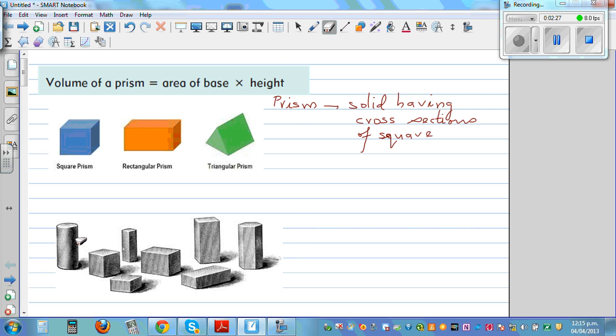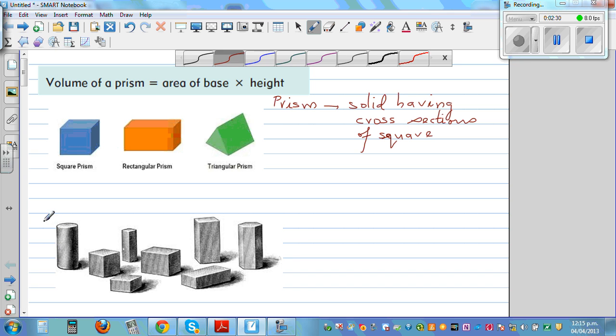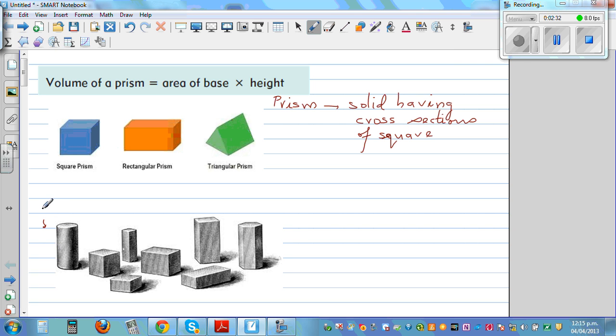Suppose a cylinder is also, this is commonly called a cylinder, but in terms of prism, you can say this is a circular based prism. If you consider the circle on the top as the base, the area of each cross section would be a circle. Okay, so this seems to be a hexagon, so this is a hexagon based prism. So basically any solid with equal cross section is called a prism.